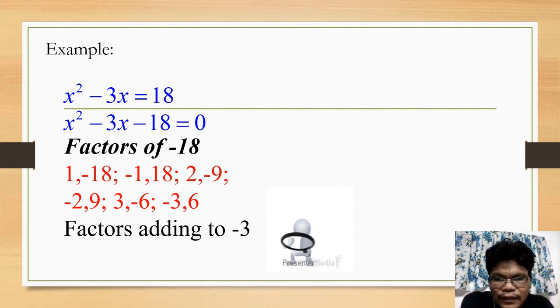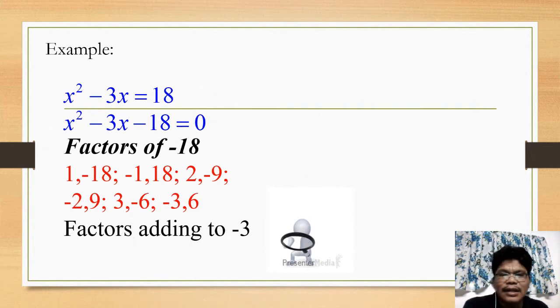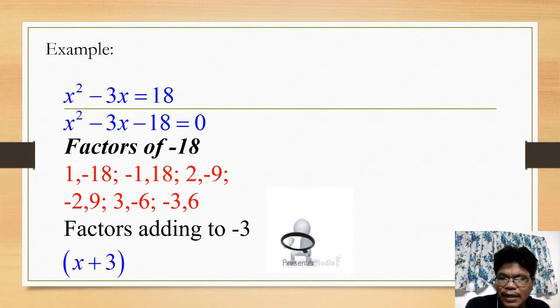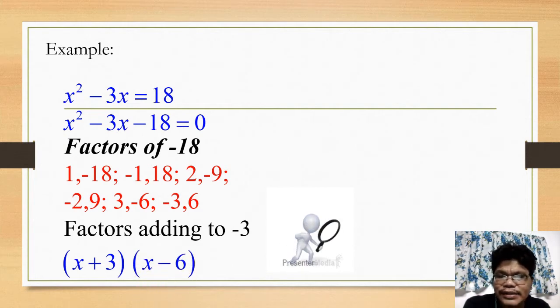What do you think? So the answer is 3 and negative 6. Why? Because 3 plus negative 6 equals negative 3. Now we're going to use 3 and negative 6 as the factors of negative 18. So the first factor is x plus 3. Now what do you think the next factor? If you're going to use negative 6, it becomes x minus 6 equals 0.